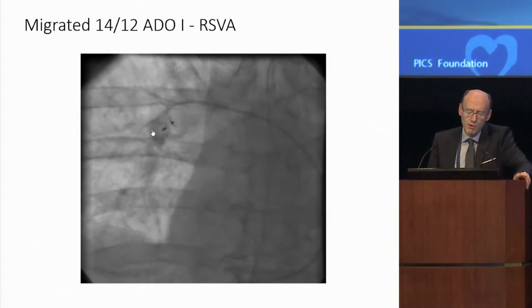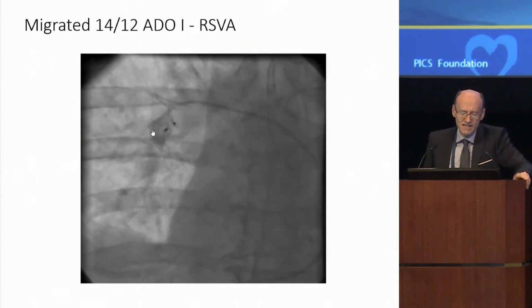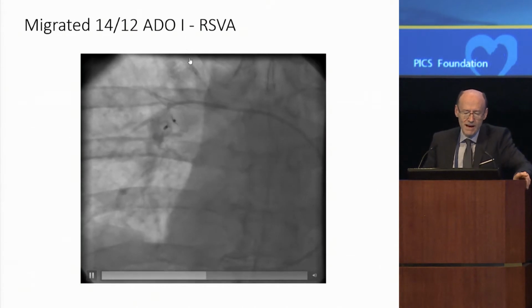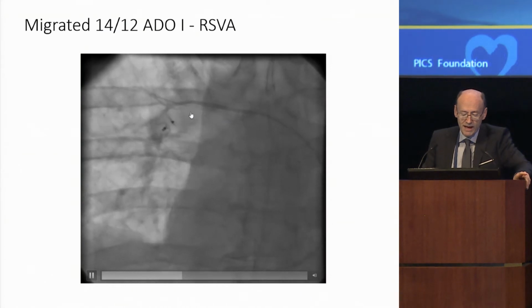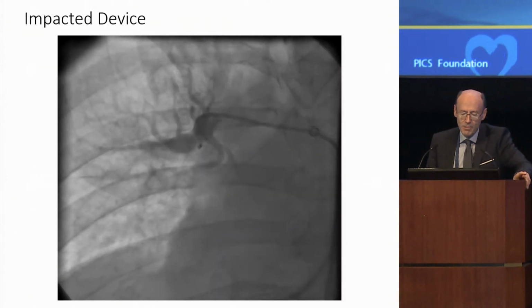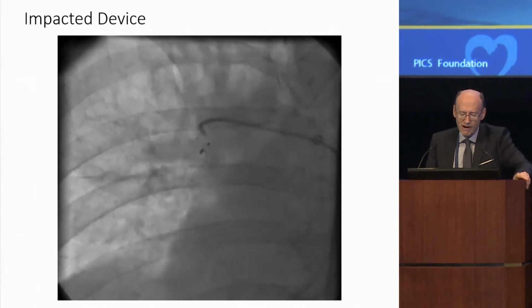Getting out devices, well, we're all pretty much familiar with snaring out the screw, but this is a patient with a 14/12 Amplatz duct occluder device that has migrated through a ruptured sinus of Valsalva aneurysm after an enormous Valsalva maneuver when the anesthetist was waking up the patient. The patient actually gave himself a hernia at the same time. But anyway, we had the device back up in the right pulmonary artery, and for the life of us, we couldn't turn it around to try and grab the screw.